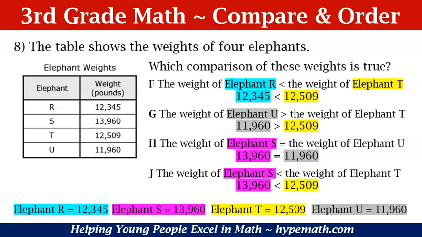Let's move to answer J. The weight of elephant S is less than the weight of elephant T. The weight of elephant S is 13,960, and that's less than elephant T's weight, 12,509. So what we are asking ourselves is, is it true that 13,960 is less than 12,509? All right.